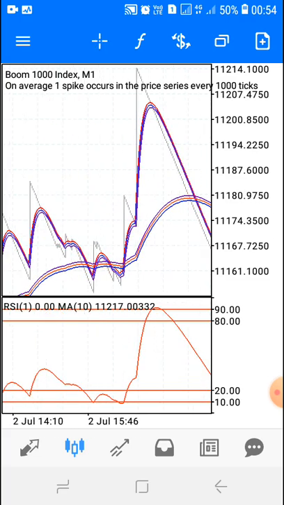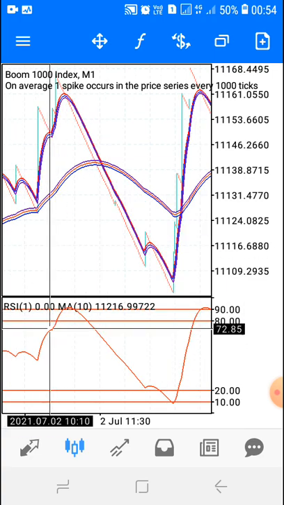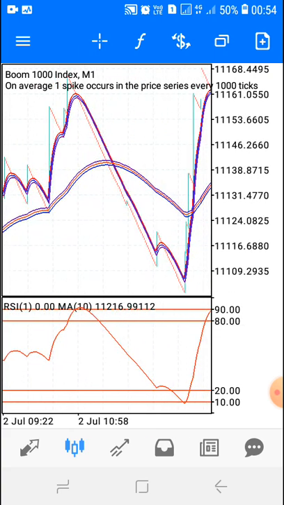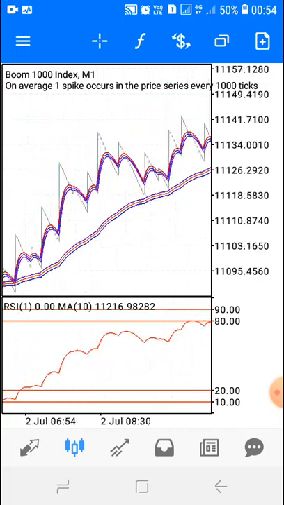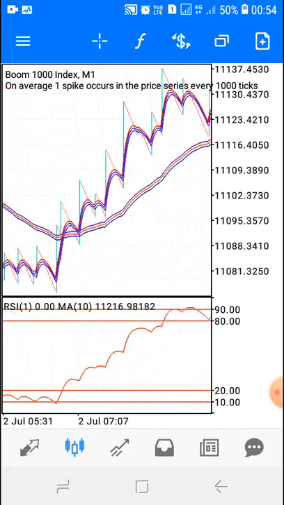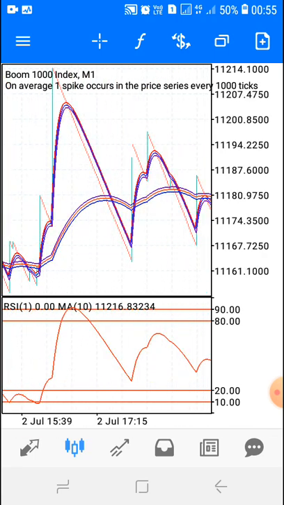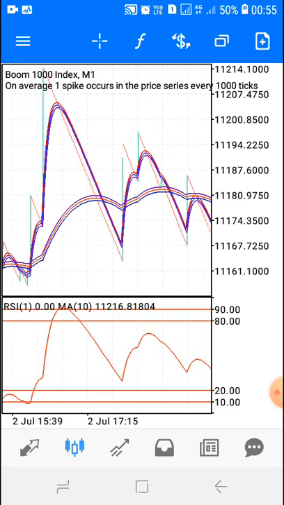When you use this strategy, you need to look for the moving average at the bottom, which shouldn't move. You must drag the screen to the left and right and make sure the chart is zoomed out completely, so that you can see if this moving average at the bottom is moving or not. On Boom 1000, you look at the 80 and 90 level, and on Crash 1000, you look at the 20 and 10 level.